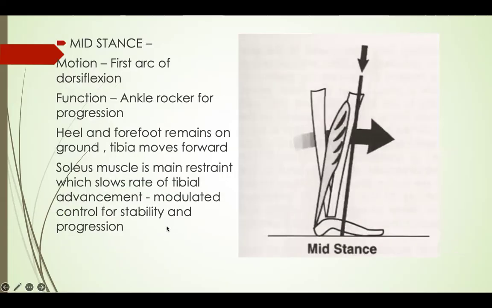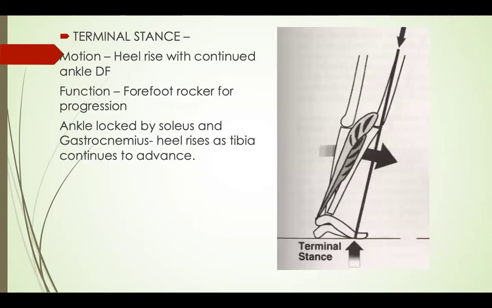During the mid-stance period, when the foot and the heel are both on the support of the ground, there is the first arc of dorsiflexion. At this point, the rocker will be the ankle. Heel and forefoot remain on the ground, but the tibia moves forward. The soleus muscle is the main restraint which slows the rate of tibial advance, for stability and progression.